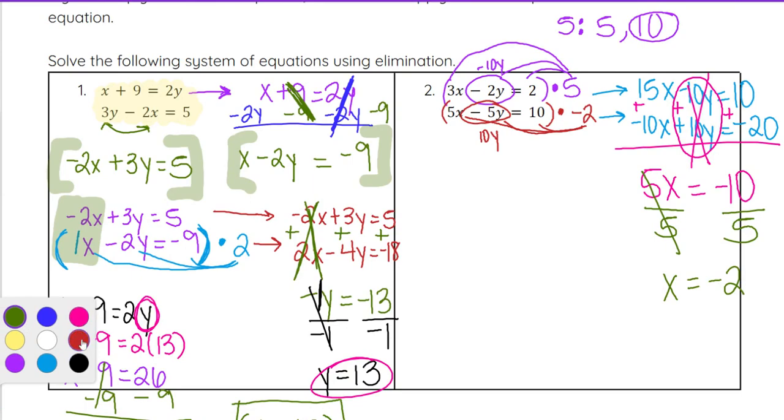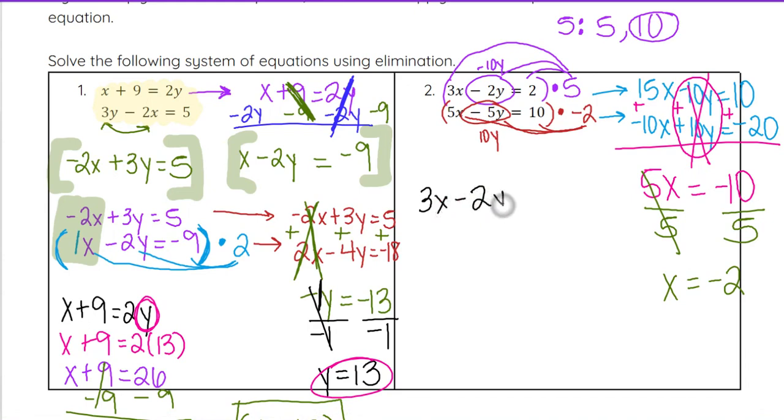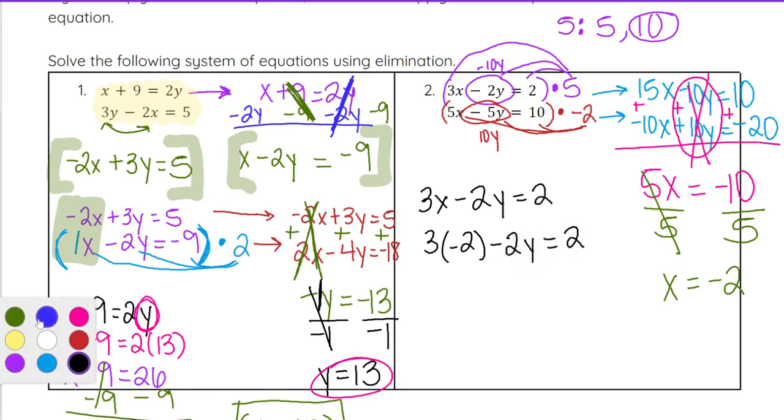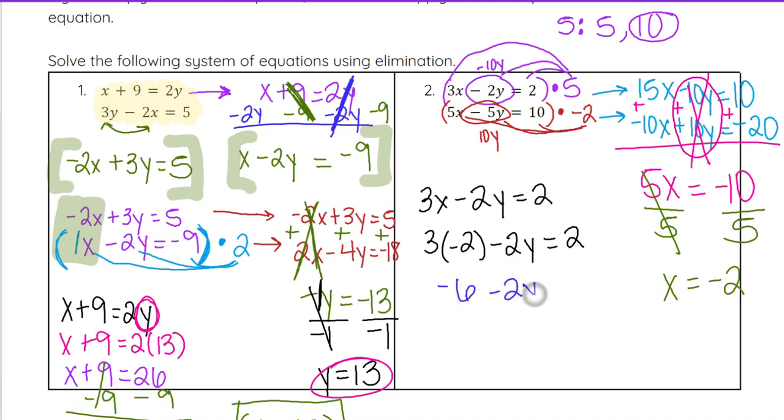Once I have my first variable, which in this case is x, then I go back to my original equations and I plug that negative 2 into either one of these two equations. So I'm going to do it in the first one, 3x minus 2y equals 2. And when I do that, I have 3 times negative 2 minus 2y equals 2. 3 times negative 2 is negative 6 minus 2y equals 2.